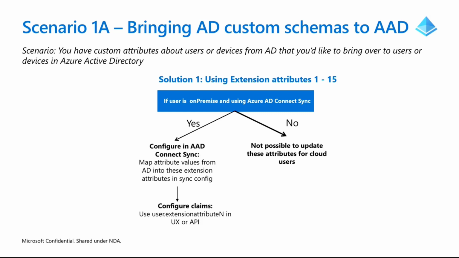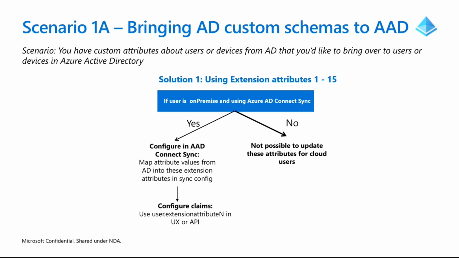Basically, if the user is on-premise, that means your users are stored in your on-premise Active Directory, and you have configured Azure AD Connect Sync. Then you can configure these extension attributes 1 through 15 and map out which particular attribute goes where. From there, it can sync all those attributes and their values into those extension attributes. As the sync engine runs on a regular basis, it automatically syncs those values. And you can use these in your application claims, to say I would like to use, say, extension attribute 1 here or 15 here.